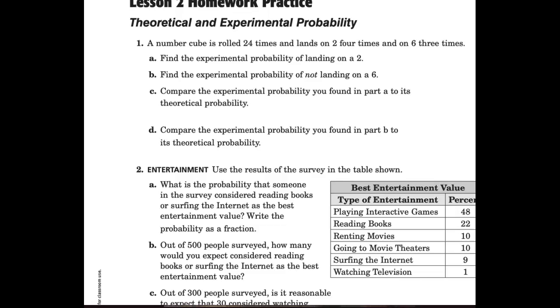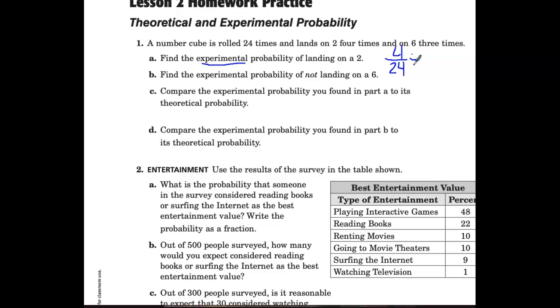Number 1 says a number cube is rolled 24 times and lands on 2 four times and on 6 three times. We need to find the experimental probability of landing on 2. So it's experimental. How many times did it actually land on 2? 4 times. 4 out of how many? 24. Can that be reduced? Yes, to 1/6.